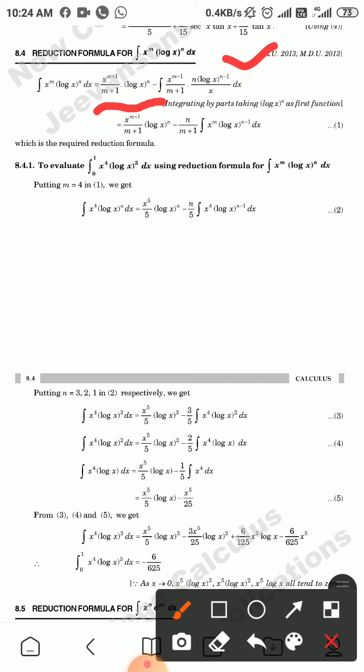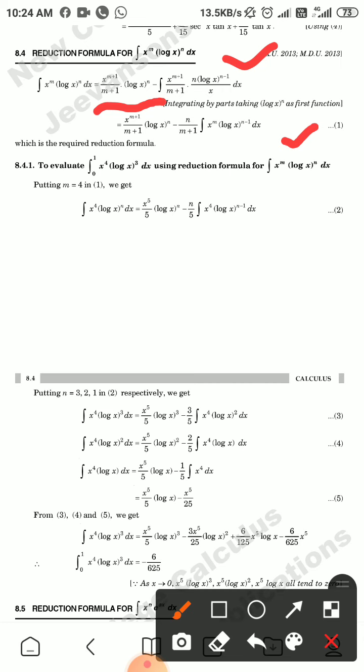Now simplifying it, this becomes x raised to power m plus 1 divided by m plus 1 log x raised to power n, first term, minus, in the second term taking the outside constant term from the integral, n divided by m plus 1 integration of x raised to power m log x raised to power n minus 1 dx, marking this as number 1, and which is the required reduction formula.